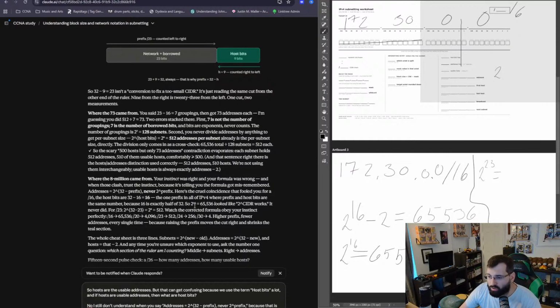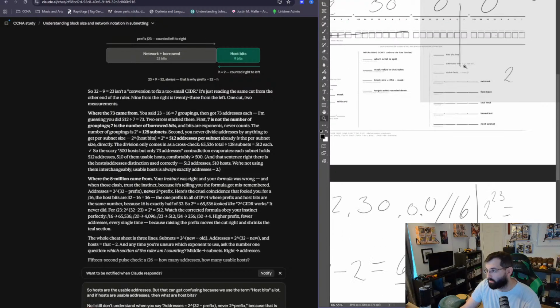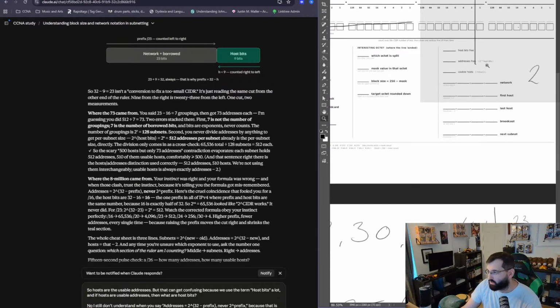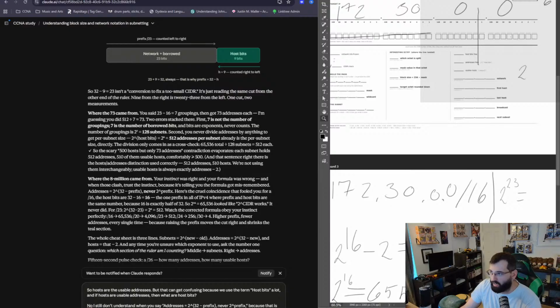No, it's not a cruel trick, because 16 is half of 32. No, it's not. That's not what I'm messing with. Looked like 2 to the power of CIDR works. It never did. Shit, it's right. God damn it. Two to the power of host bits. It's even in my stupid spreadsheet. God damn it.